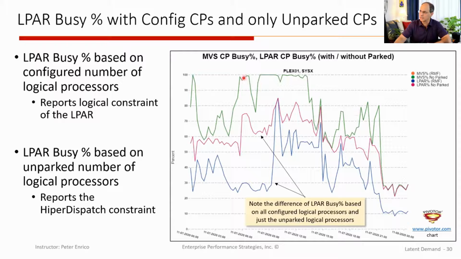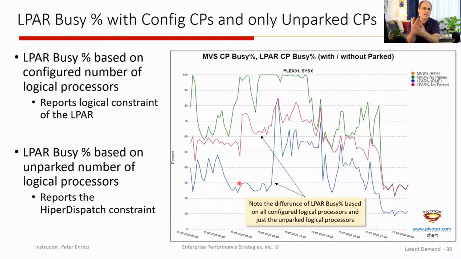In this particular case, this is my MVS utilization at the top, right? I hit 100%, no different than the other machine or the other LPAR. The blue line here is what we call our traditional logical utilization of the LPAR. So this is a logical utilization based on the number of configured logical processors. And that's what this is. This is what you'll see on your RMF and CMF reports.